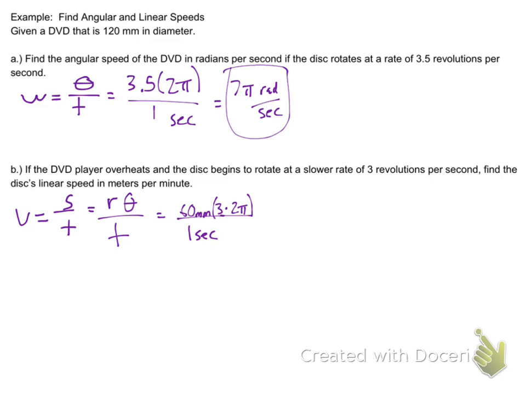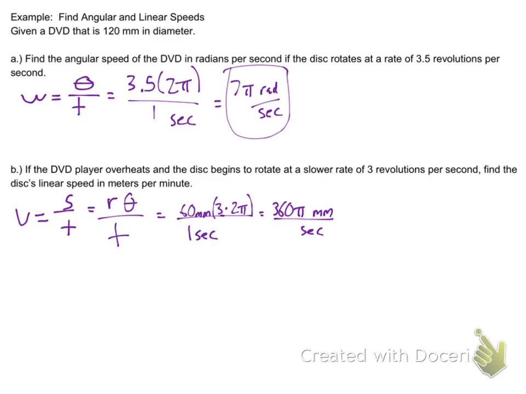Now, okay, so we do this, right? This would become 60 times 3 times 2 pi, which is 360 pi millimeters per second. Here, I don't like that slanted line there. So per second, because I'm going to use dimensional analysis to cancel my units.